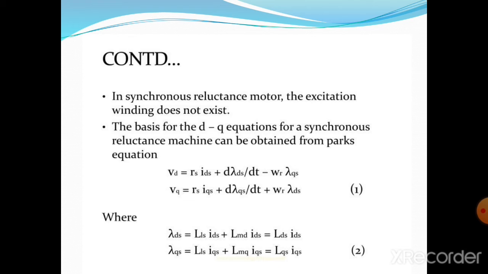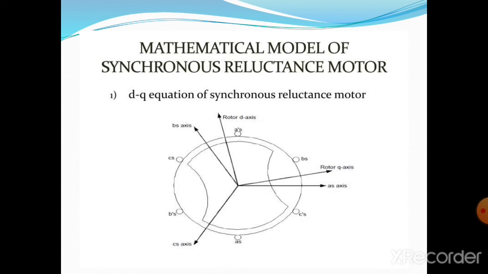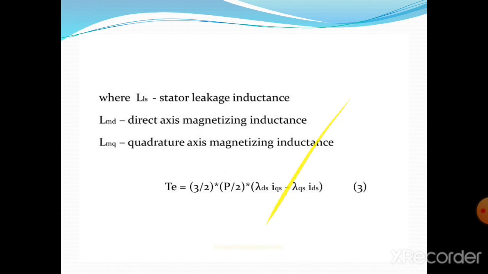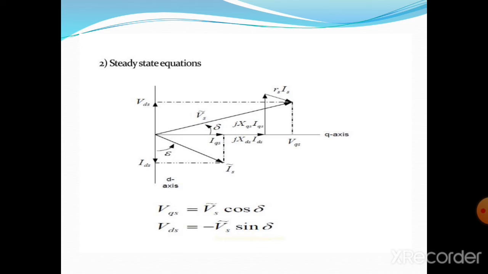In this equation, IDS is the D component of the stator current, IQS is the Q component of the stator current. Means Is is the stator current, Vs is the phase voltage, and delta is the torque angle. Torque angle is shown in this diagram. In this phasor diagram, delta is the torque angle.